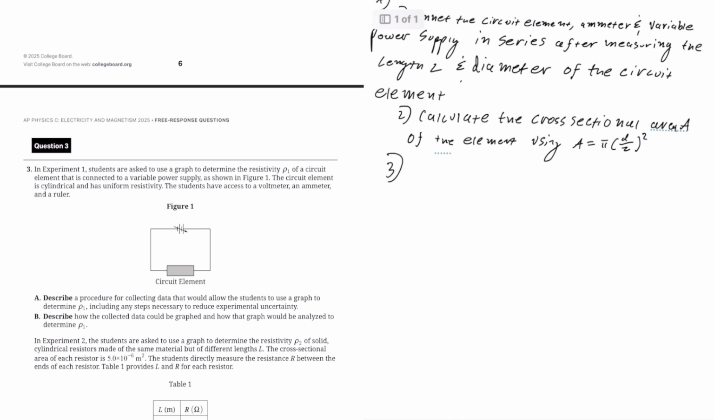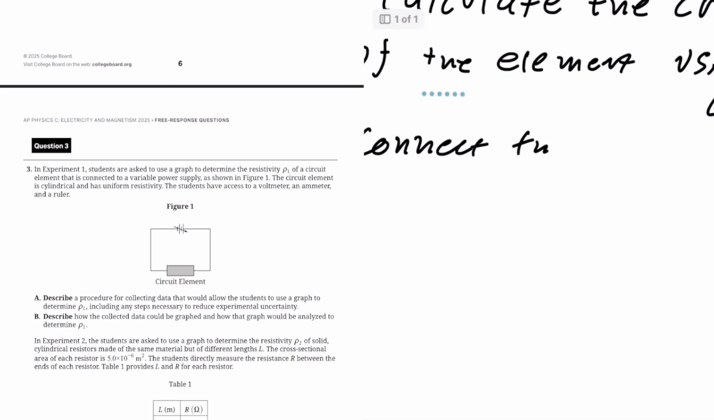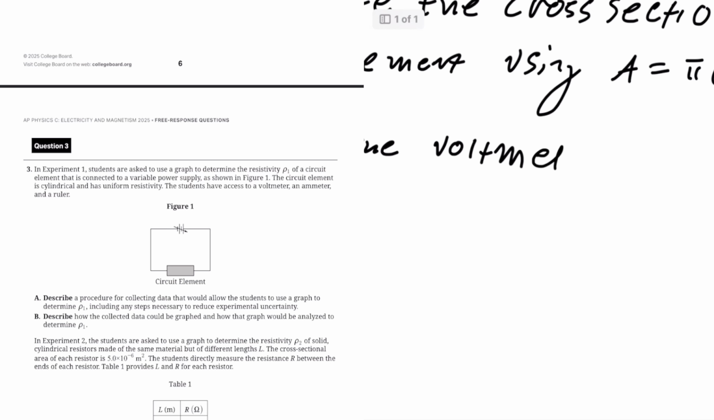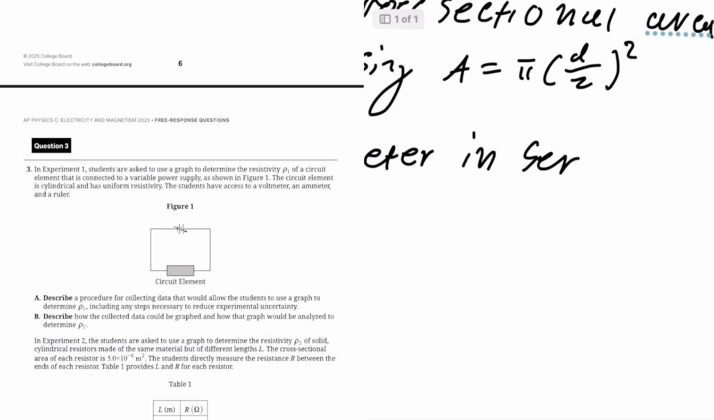Step 3. After you've done all that, what you want to do is connect the voltmeter, this is important, in series with the battery. It could be in series with the battery or the circuit element. It doesn't matter because Kirchhoff's loop rule dictates that they'll have the same voltage.